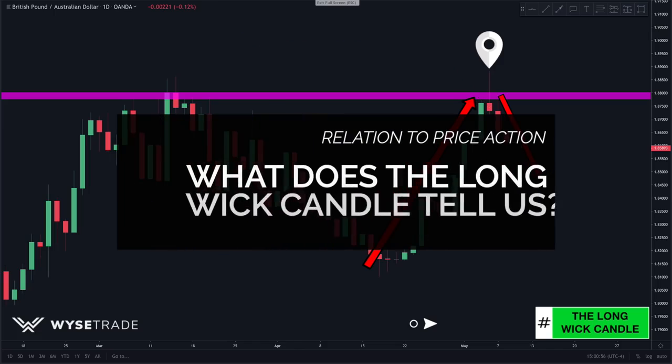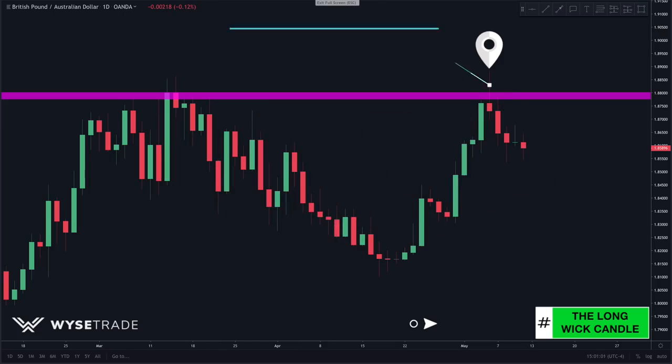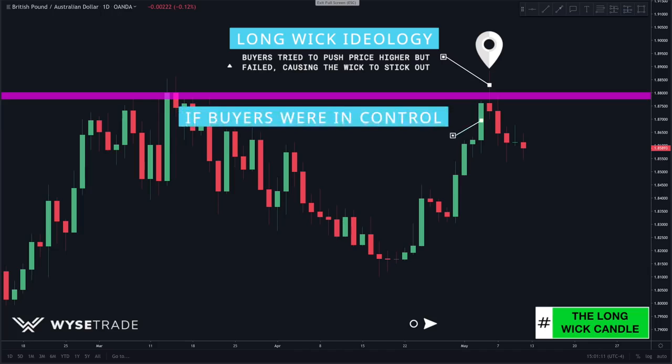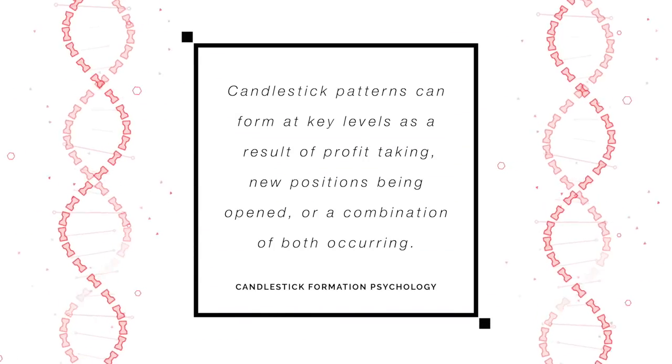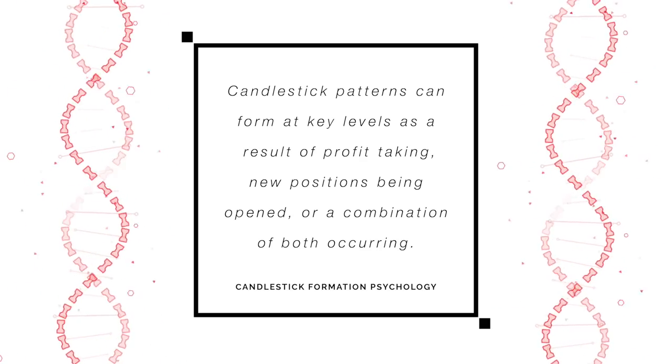So what does the long wick candle tell us in terms of price action? The long wick shows that buyers tried to push price higher but failed, causing the wick to stick out. If buyers were in complete control, then you would have a candle that looked like this form instead, with a big body showing momentum. These long wick candles can form as a result of profit taking at these key levels, as well as sellers stepping into the market.